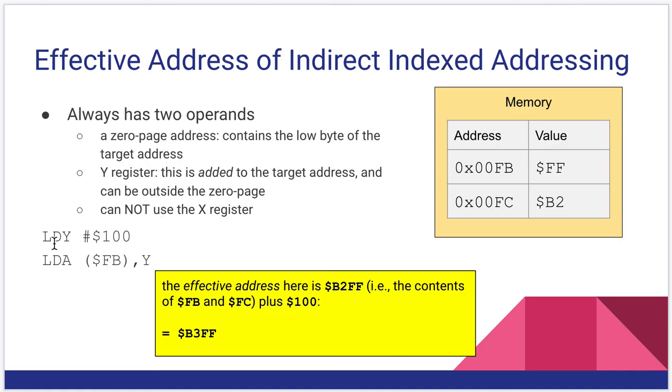So, got a couple of instructions here. The first one, I'm loading hex 100 into the Y register. Then I have a load into accumulator instruction, indirect indexed off of FB, comma Y. So we look at the address stored in FB, which is going to be B2FF because we store the low byte first. So B2FF, and then we're going to add 100 to it. So my effective address is hex B3FF.